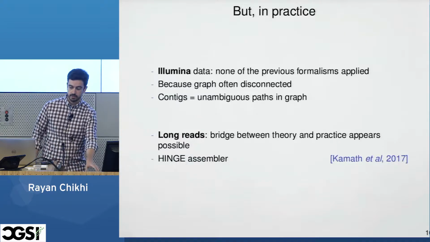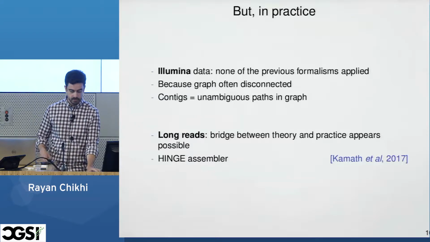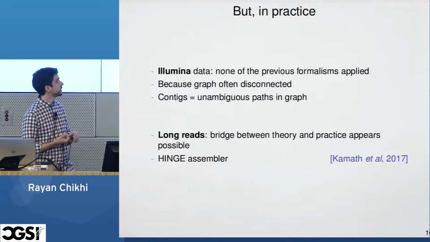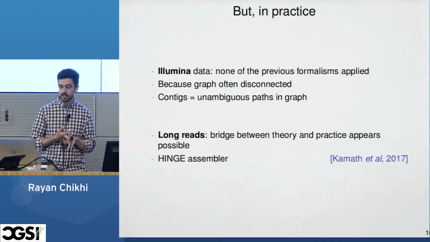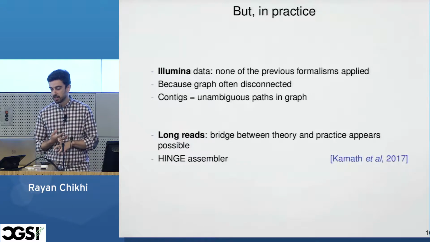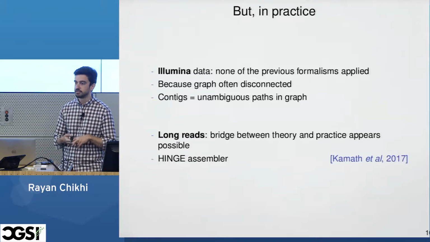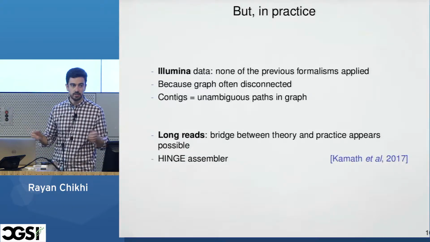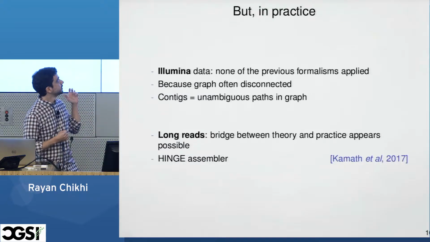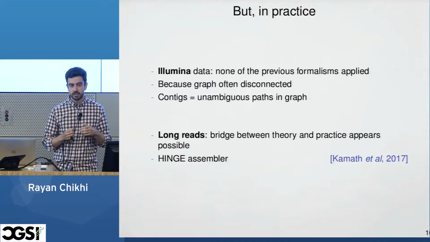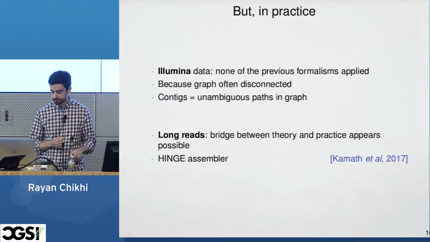But in practice, with Illumina data, the reads are too short, so none of the previous formalisms apply for that reason, and also because coverage gaps and biases in sequencing meant that the graph was disconnected. So finding a single path inside this graph was simply not possible. Because of that, assemblers were returning contigs, which are an ambiguous path in the graph.